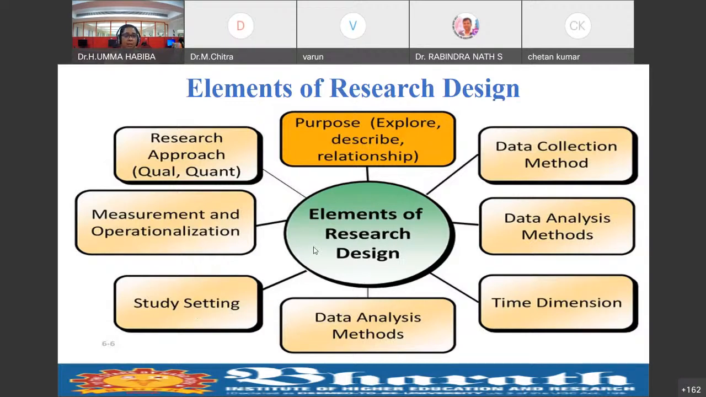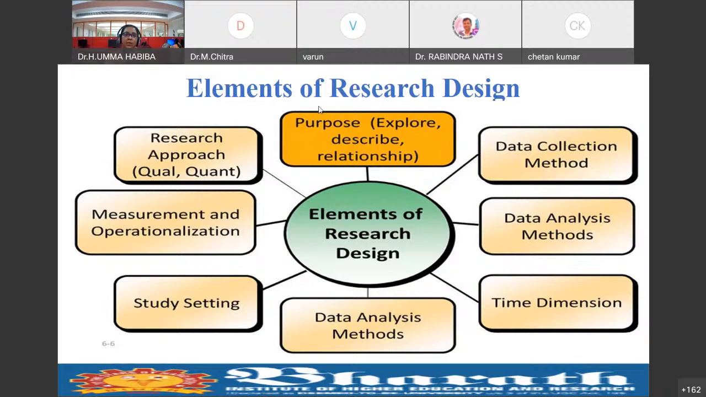And study setting, we have a group, UG group, PG group, and PhD group, and the faculty group and the research group. So like that, we have participated in many events, conferences and workshops, and we conducted also. So like that, many types of study setting we used. And the time dimension, when I'm doing this research, the time setting is according to university norms, minimum 3 years, maximum 6 years. So I plan to complete my research before 6 years at least. So like that, my journey of research went on.